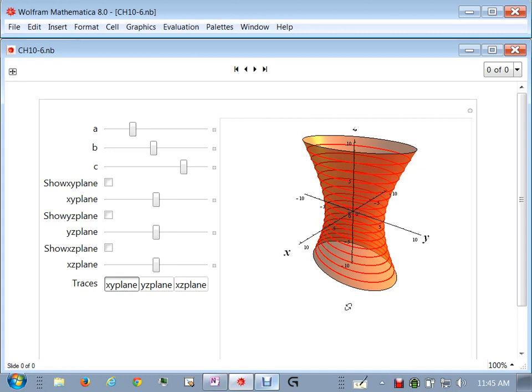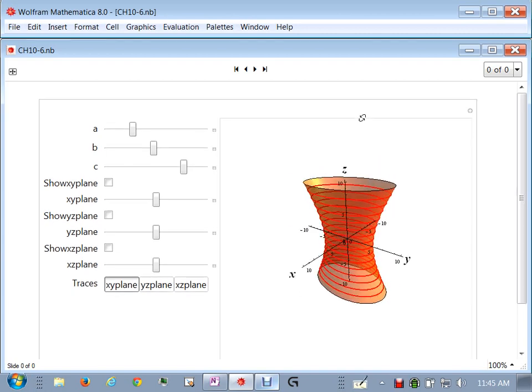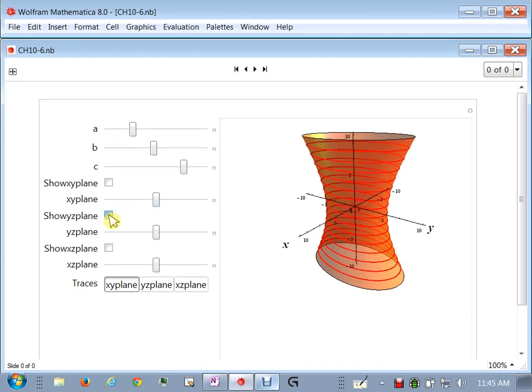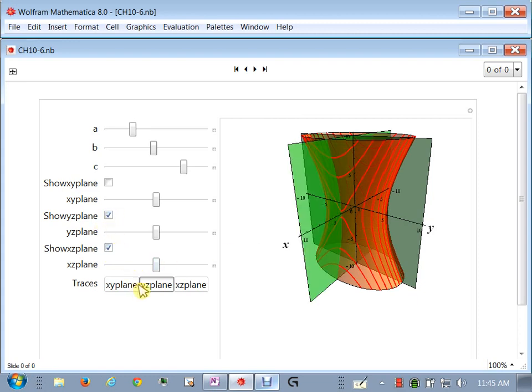If I slice it with XY planes, I get ellipses. If I slice it with YZ planes, I get what? Hyperbolas. XZ planes, hyperbolas again.